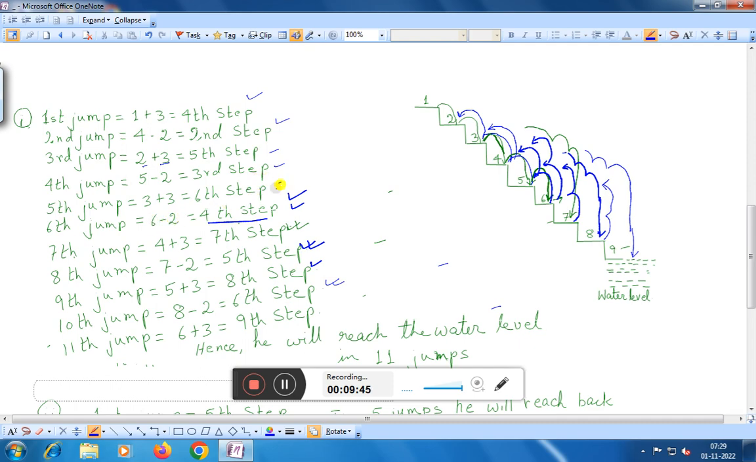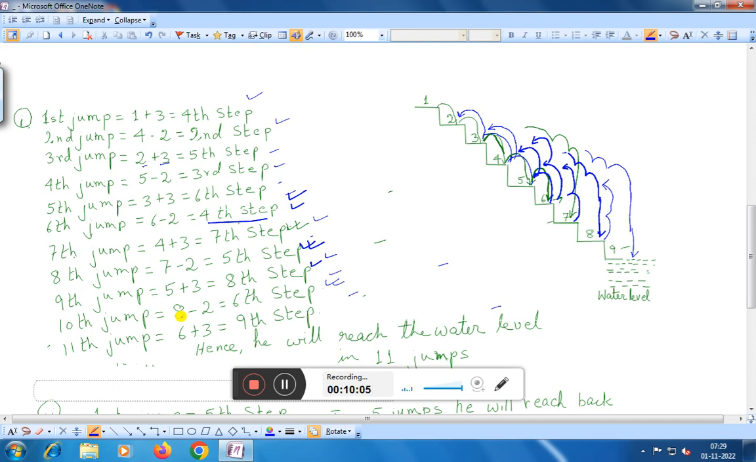Then 6 minus 2 he goes to the fourth step, and 4 plus 3 he goes to the seventh step, and 7 minus 2 is the fifth step, and 5 plus 3 is the eighth step, and 8 minus 2 is the 6th step, and 6 plus 3, the 9th step. That means he will reach the water level in 11 jumps.